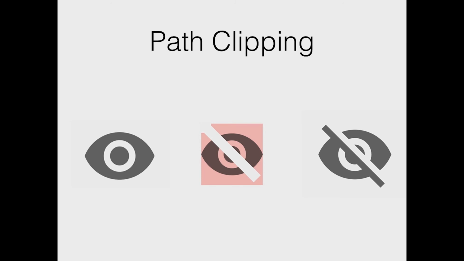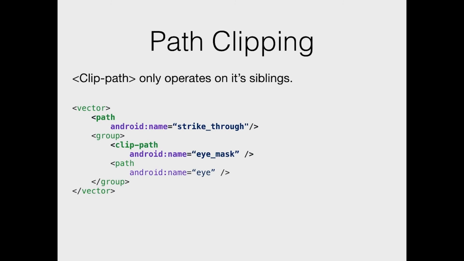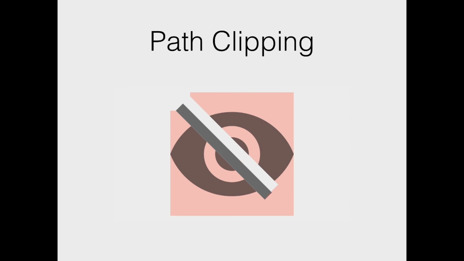The slash is clearly inside or outside the clipping path. So how do we actually draw that outside of the mask? Well, it turns out that path clipping only operates on siblings within the same group. So by structuring our vector drawable such that the strike is not a sibling of the mask, we're able to draw the strike through outside the mask area. And that gives us this final effect where we animate the mask and the strike through at the same time.